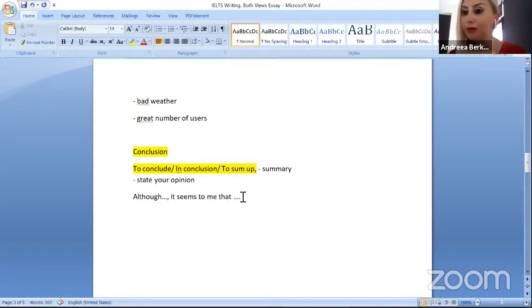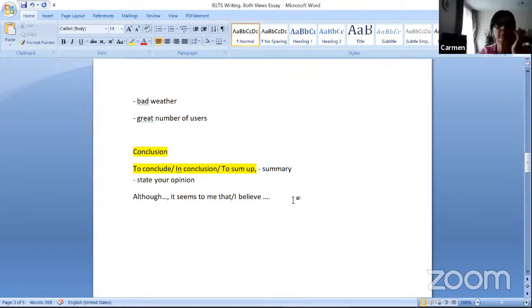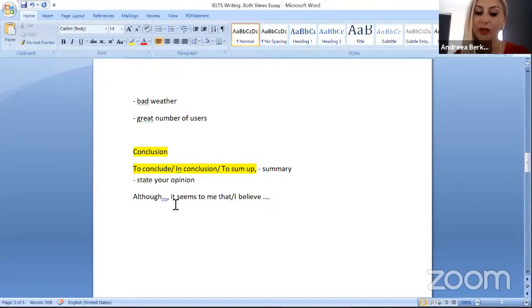So, blah, blah, blah. I believe, or it seems to me that investment in bicycles is more reliable in the long term because of something. I just gave you an example. Okay, so you again oppose the 2 points of view using although. Yes, Irina. Thank you.